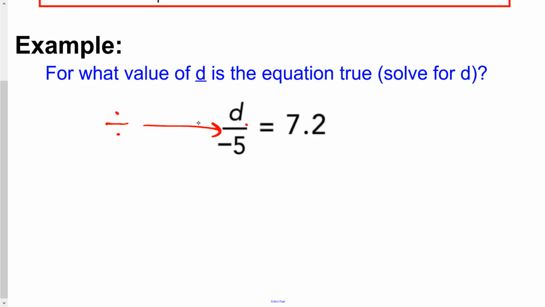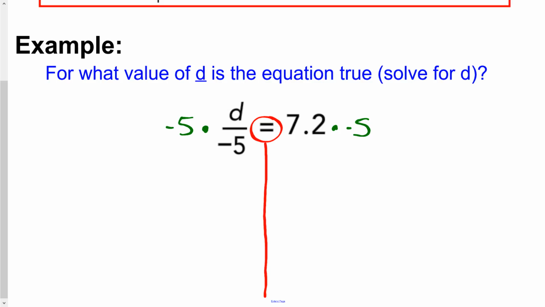So how do we get rid of divide? Well, you might be able to guess it. The way we get rid of divide is by multiplying. It's the inverse operation. It's like, how do you get rid of addition? Well, you subtract. How do you get rid of subtraction? Well, you add. So let's get rid of division by multiplying. So I'm going to use the lollipop because I am going to be working on both sides of the equation. Instead of divide by -5, I'm going to multiply both sides by -5.